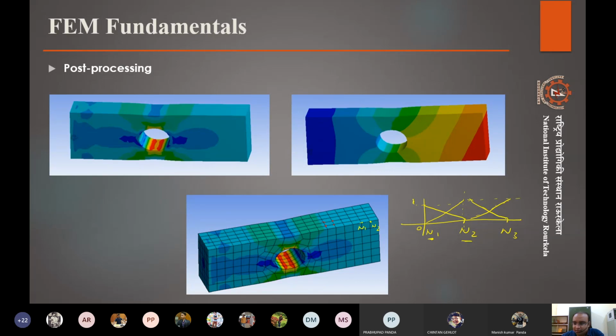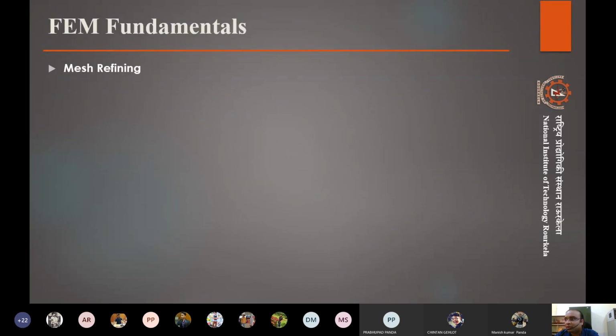Okay, so I think this was there. So this was for finite element processing, how the different stages are there for pre-processing, analysis, and post-processing for a structural example that we saw. Now, as I was talking about mesh refinement, I wanted to give you guys an example.